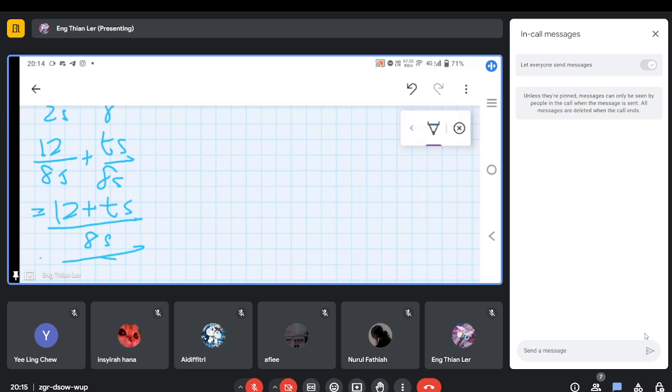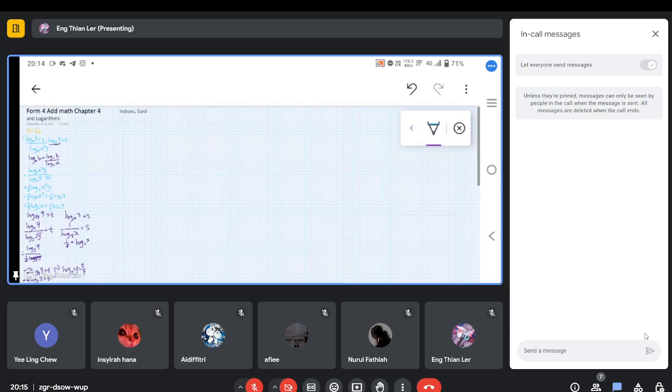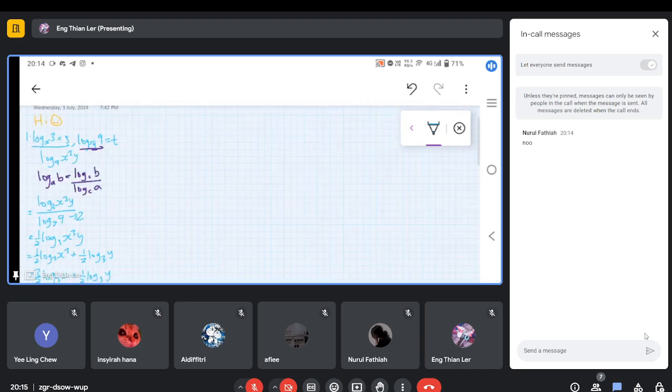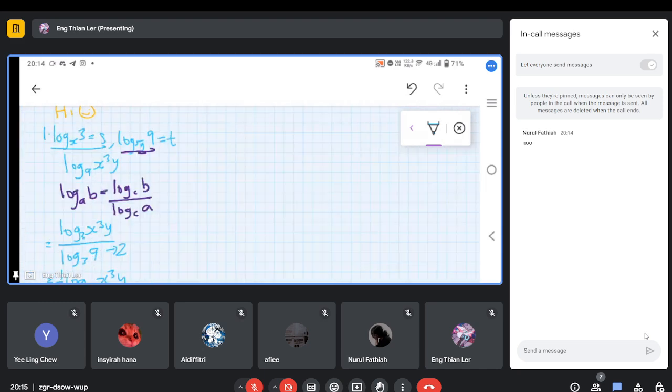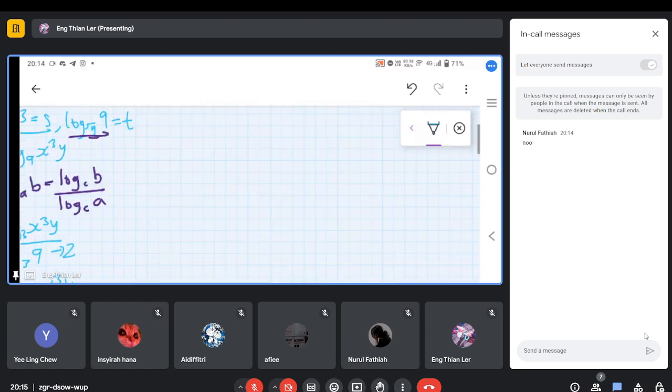So anyone have questions about this? It's a lot about changing base. So anyone have questions? Alright, so we can move on.